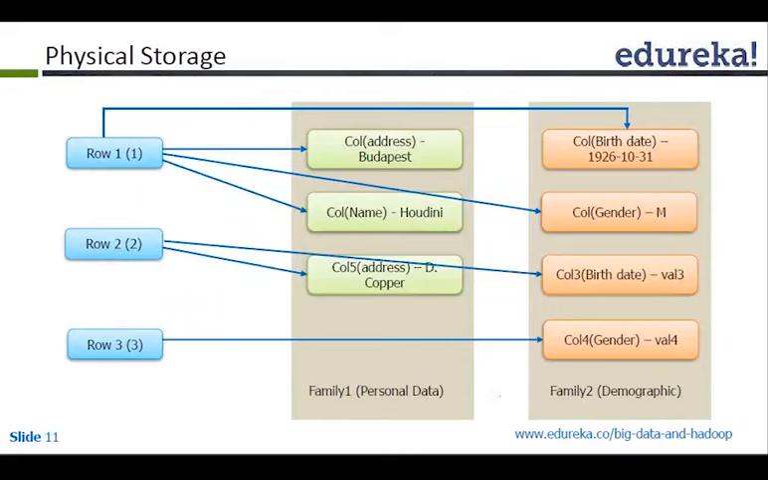Now, how are they stored physically? Every column family is stored physically separately, but the thing that links the two column families is the row ID. So you can see for every row, there are some values in the form of a column in that column family section. And similarly, for family 2, for demographic, you have the birth date, that is a column value. So this is how the physical storage would happen, friends.